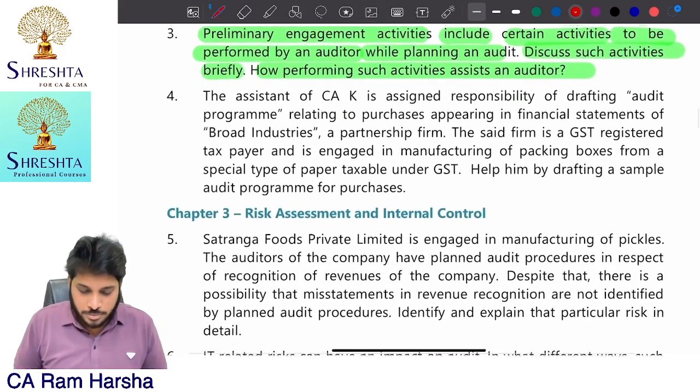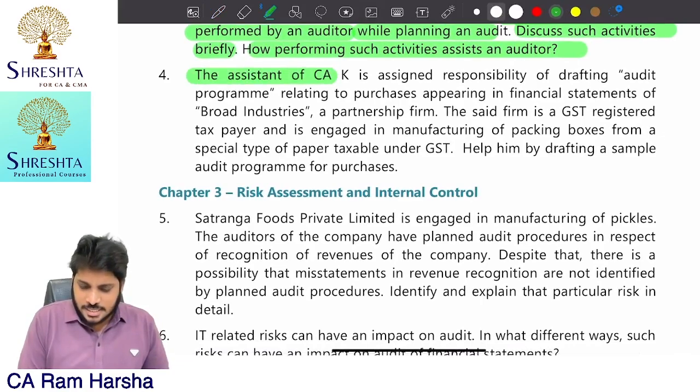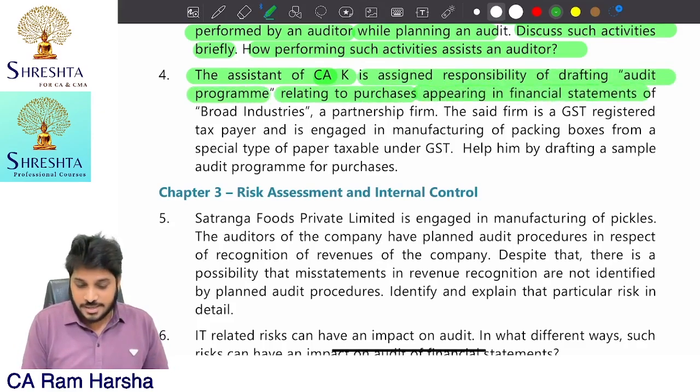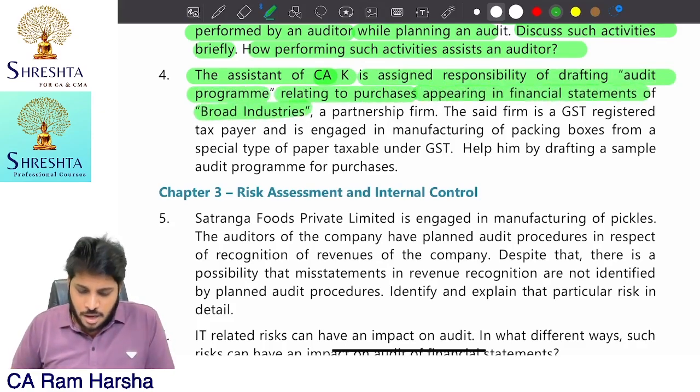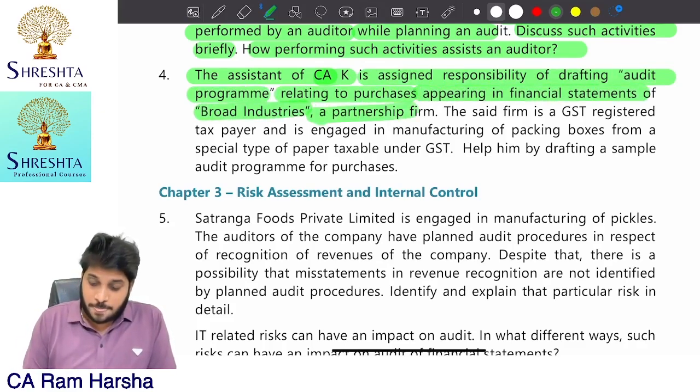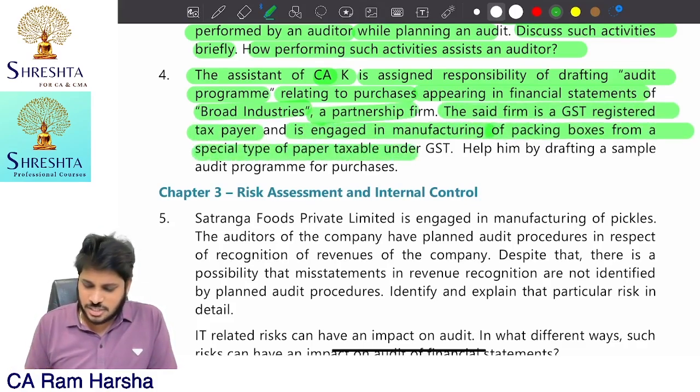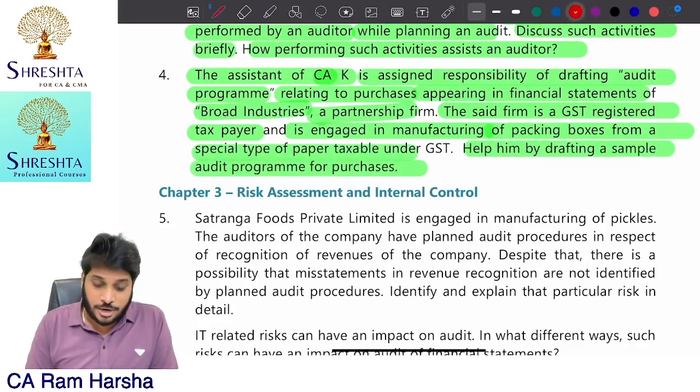That's then performed properly. The assistant of CA K is assigned responsibility of drafting an audit program relating to purchases appearing in the financial statements of Broad Industries, a partnership firm. The said firm is a GST registered taxpayer and is engaged in manufacturing and packing of boxes from paper, taxable under GST. Help him by drafting a sample audit program for purchases.